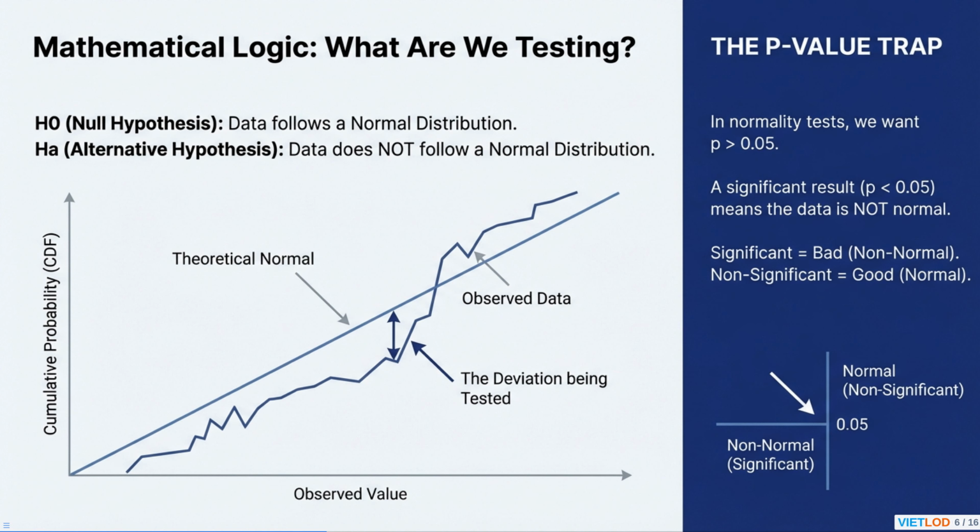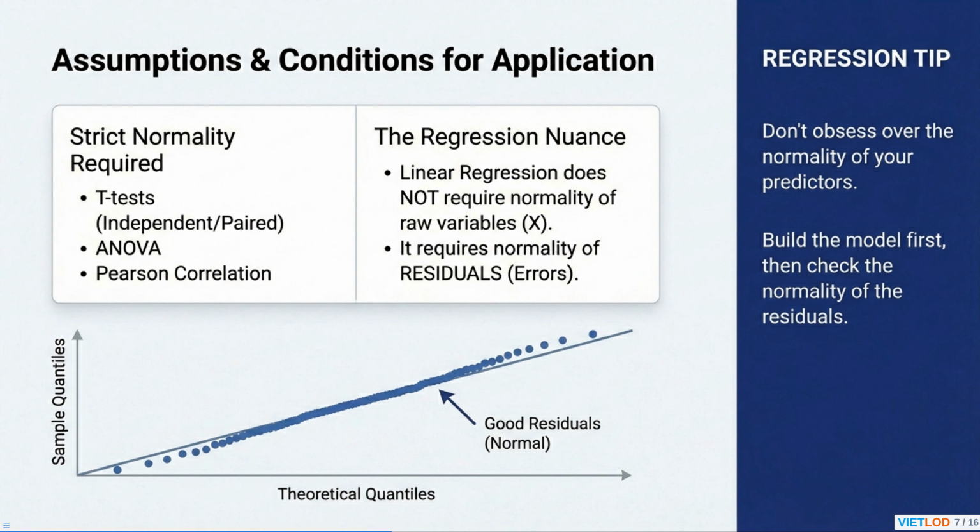This brings us to a critical distinction, the p-value trap in normality testing. Unlike many other statistical tests, where a p-value below 0.05 signifies a desirable, significant result, in normality testing, it's the reverse. A p-value less than 0.05 indicates that your data is significantly different from a normal distribution, often a bad outcome if you need normality for subsequent parametric tests. Therefore, our aim in normality tests is to achieve a non-significant result, meaning a p-value greater than 0.05, which allows us to comfortably assume our data is normal.